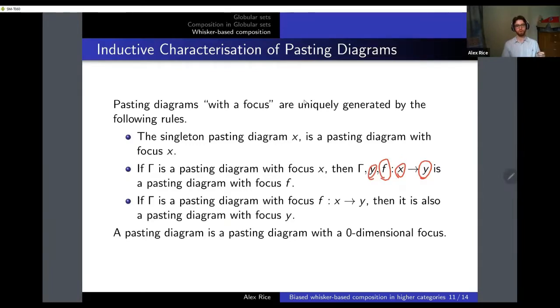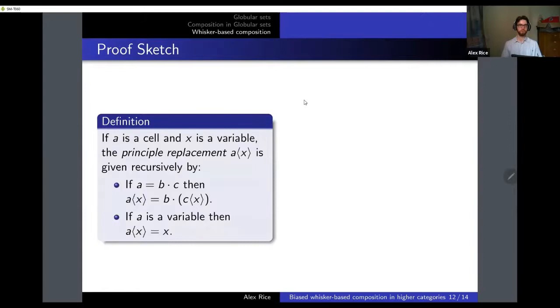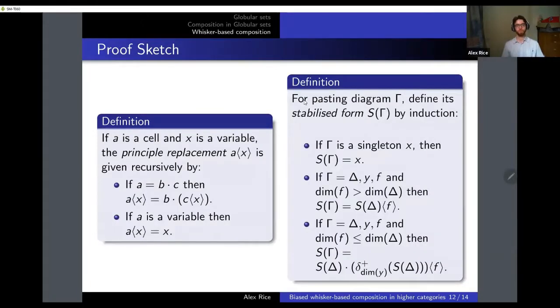And lastly, if we've got the focus, we can restrict the focus to its target. I'm going to go over a big example of this at the end, but I'm just going to rush through the definition. So the idea is that we've defined this replacement. This replacement effectively replaces the rightmost variable in some tree of composites.